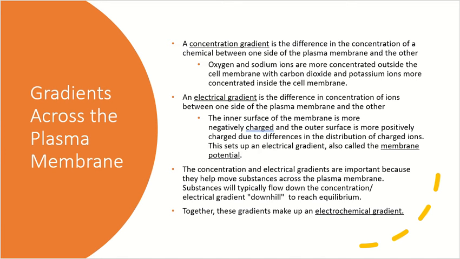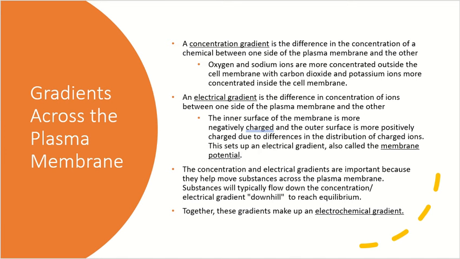So the concentration and electrical gradients are going to be very important because these are really responsible for helping to move substances across the plasma membrane. Substances are typically going to flow down their concentration or electrical gradient. They're going to flow downhill in order to reach equilibrium. That's to say that they're going to flow from areas of high concentration to areas of low concentration. It's like sliding down a slide. It's always easier to slide down the slide than it is to run back up it.